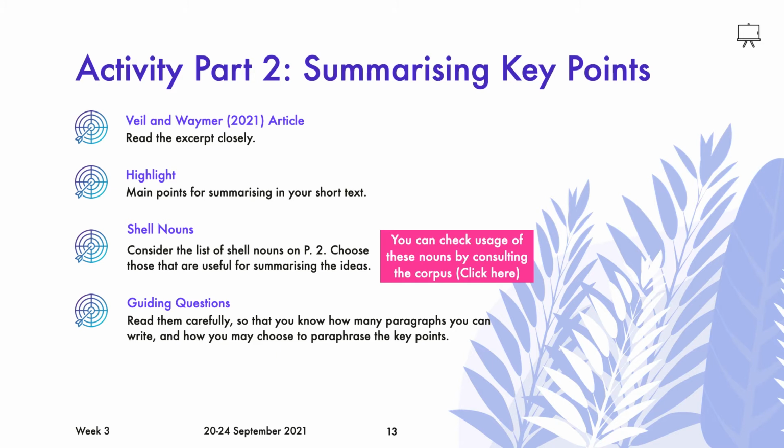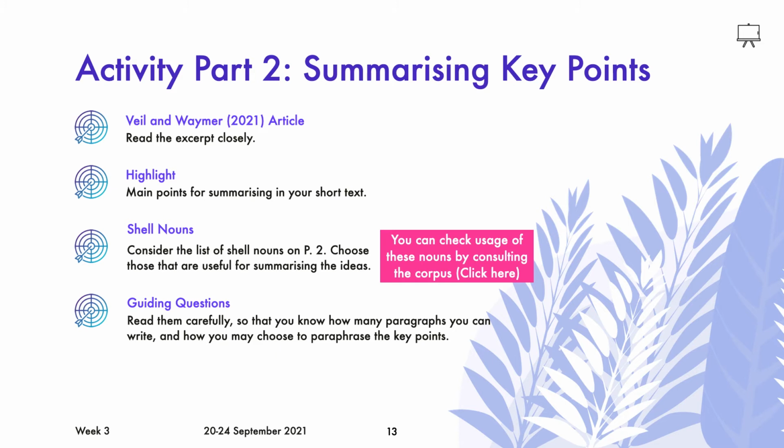It's about some controversial issues. So you may want to read the excerpt closely, and then do some reading and note-taking by highlighting the main points for summarizing in your text. And you may want to go back to the previous slides talking about shell nouns, and also in the activity sheet you have a list of shell nouns on page 2. So you may want to choose some of them that are useful for summarizing the ideas.